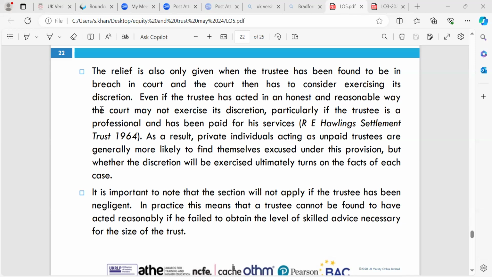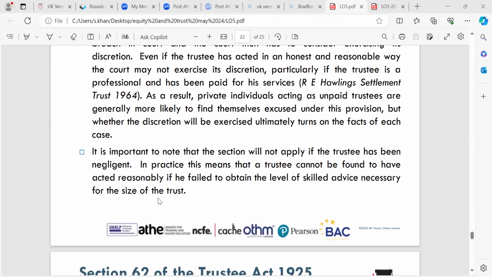and that's the case of Re Holding Settlement Trust 1964. As a result, private individuals who act as unpaid trustees are generally more likely to find themselves excused under the provision, but whether the discretion will be exercised ultimately turns on the facts of each individual case. So each individual case is based on the severity of each individual case.